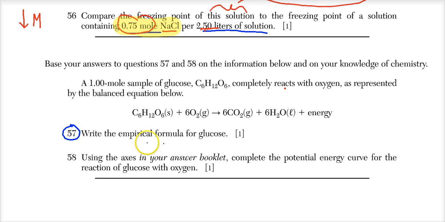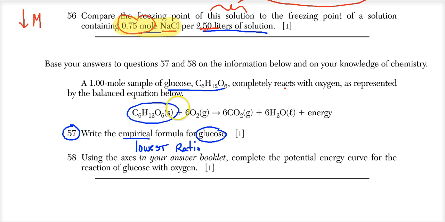Here it is. Write the empirical formula for glucose. Now you say, okay, I know what the empirical formula is. If you didn't, then that's a problem. But empirical means lowest ratio, the lowest ratio of atoms in the formula. Now you may not know what glucose is, so you have to go back into the problem. Oh, it says a sample of glucose.